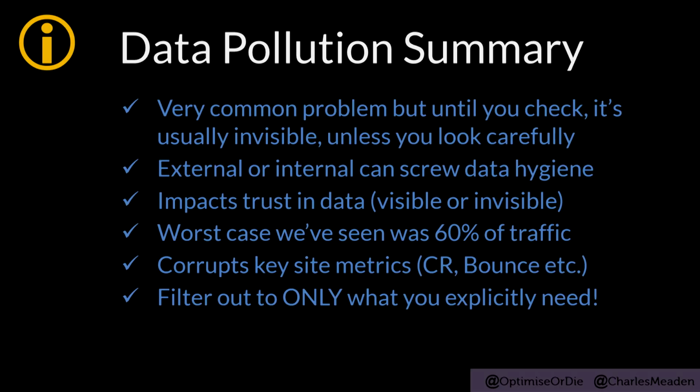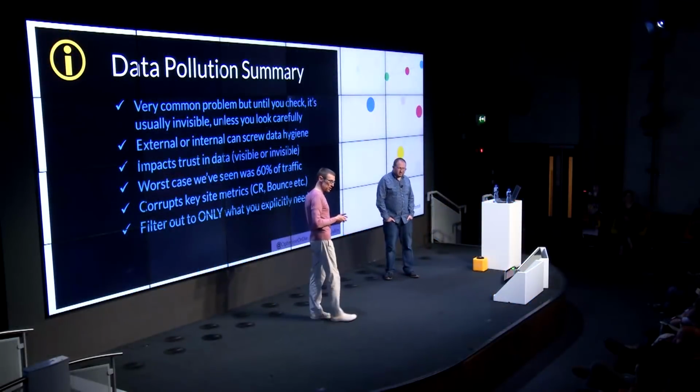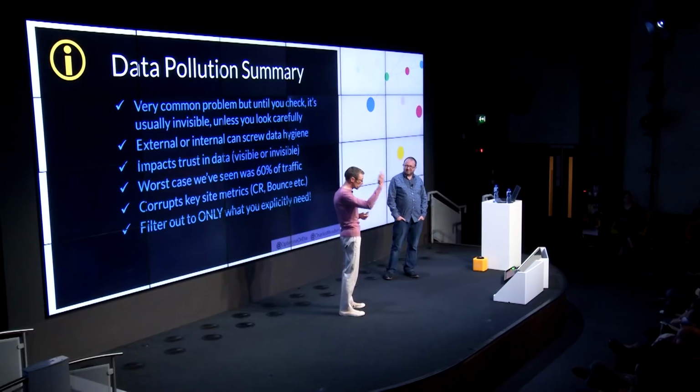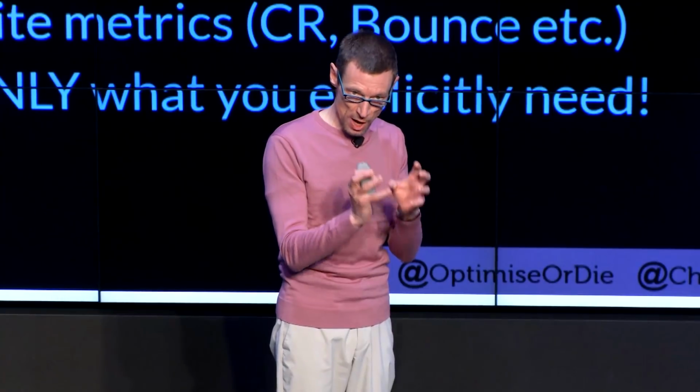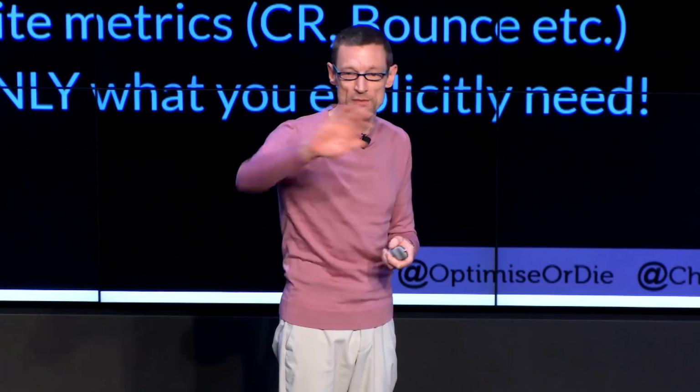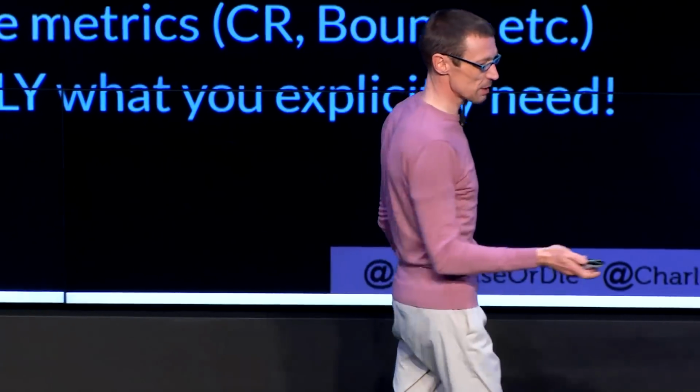People just stop believing it. And all your key site metrics, conversion rate, bounce, everything else will get hosed by this data. So if you're looking at those key metrics in your dashboards, some bullshit is flowing up into those figures. So filter out this stuff so that you only permit what you explicitly count as real customer traffic, and everything else should be filtered. Charles.